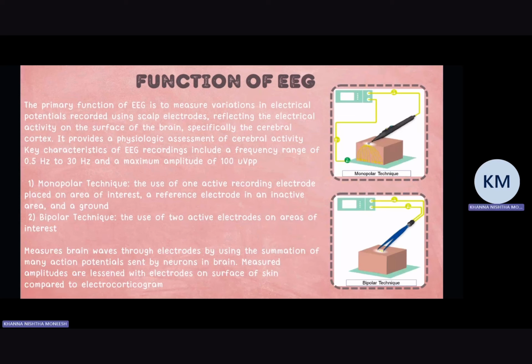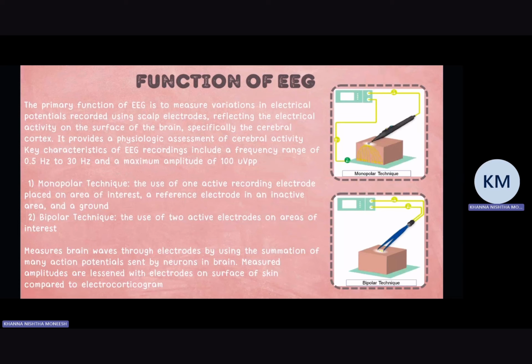The primary function of the EEG is to measure variations in electrical potentials recorded using scalp electrodes, reflecting the electrical activity on the surface of the brain, specifically the cerebral cortex. It provides a physiological assessment of cerebral activity. Key characteristics of EEG recordings include a frequency range of 0.5 Hz to 30 Hz and a maximum amplitude of 100 microvolts peak to peak. EEG measurements employ two main techniques.